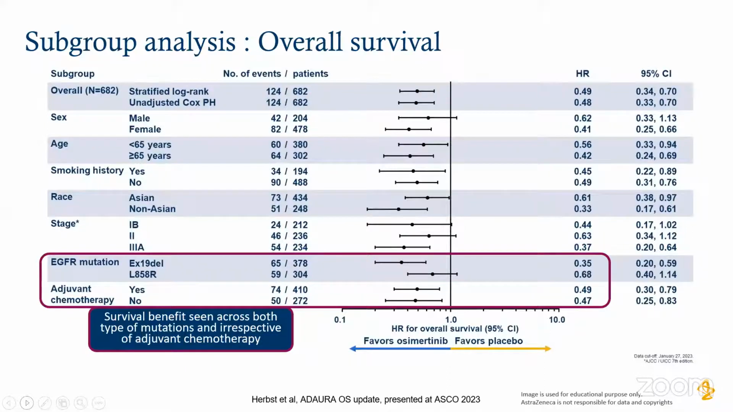Now coming to subgroup analysis of overall survival, EGFR mutation exon 19 benefited more as compared to L858R, and the benefit was seen whether you gave chemotherapy or not. But this was not a pre-designed stratification factor. This is a post hoc analysis. Next slide.